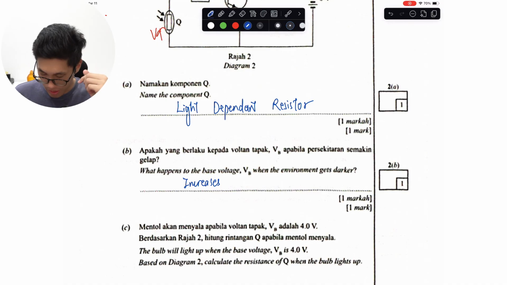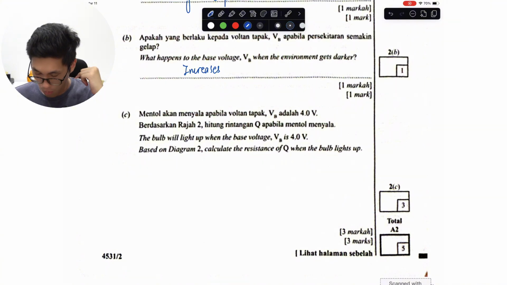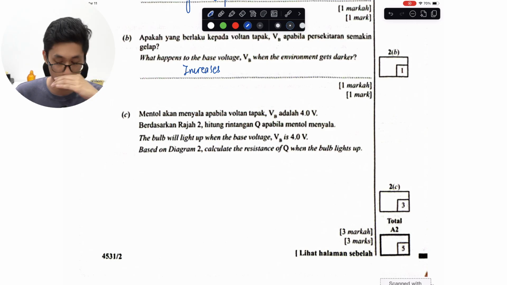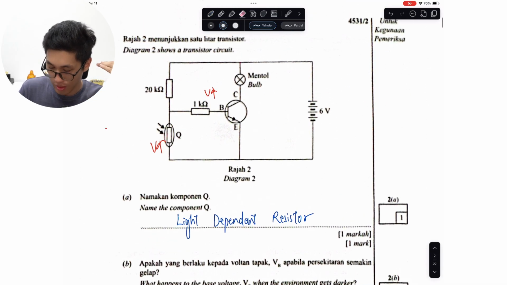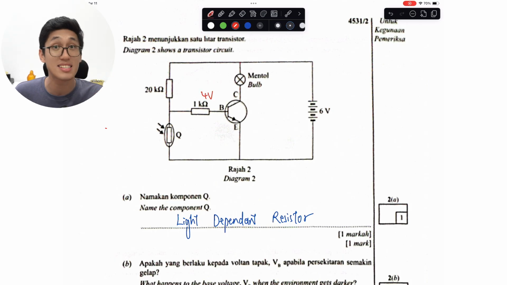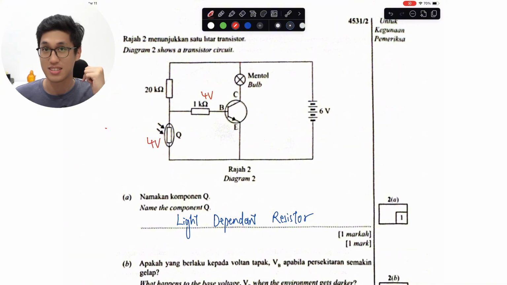Okay, next question. The bulb will light up when the base voltage is 4 volts. Based on diagram 2, calculate the resistance of Q when the bulb lights up. Okay, so what do we know here? We know that this is 4 volts. We know that the base voltage is 4 volts, which also means we know that this is 4 volts.